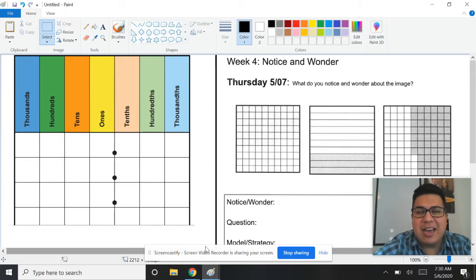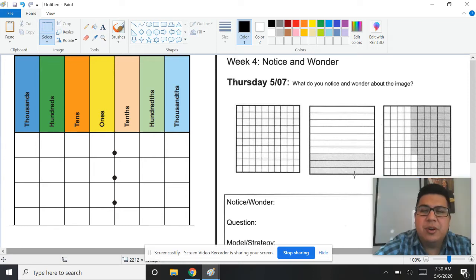We're going to go over your Thursday, May 7th assignment. You're going to look at our notice and wonder and ask yourself, what do you notice and what do you wonder about these images? As we look at this first box, we see nothing shaded in. So, what does that tell you? Does that represent any numbers? On this one, there's three boxes shaded in, and it looks like there's about 10 units. When I look at this one, there are some units shaded, and it looks like there are more units. Looks like 100 units to me.